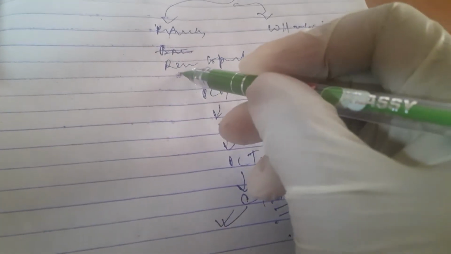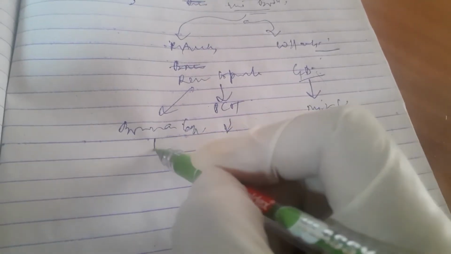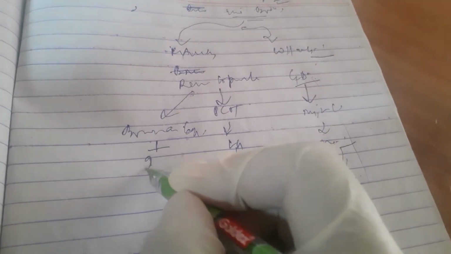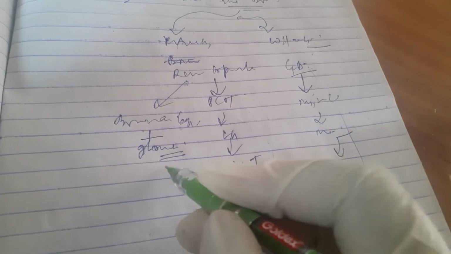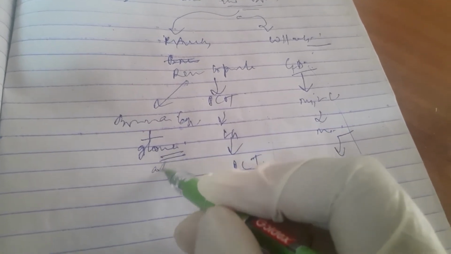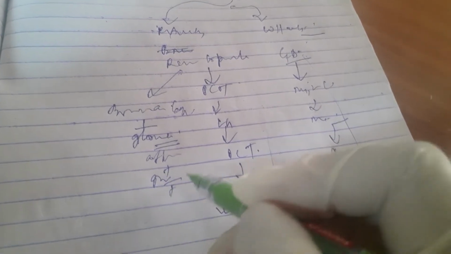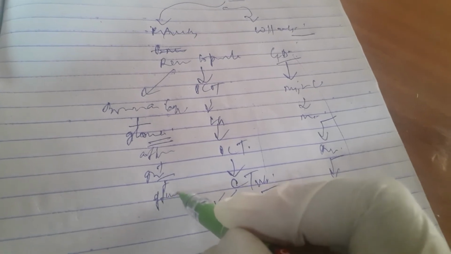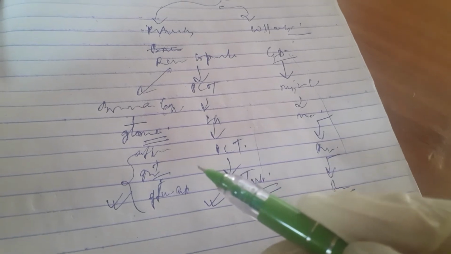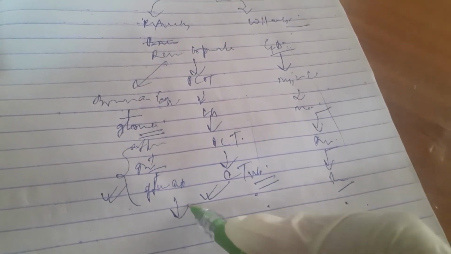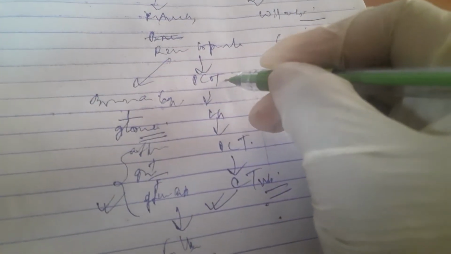Okay. Now the renal corpuscle is made up of Bowman capsule plus glomerulus. Glomerulus is the afferent arteriole plus the glomerular capillaries plus the efferent arteriole. This is called glomerulus. Okay, it deals with the filtration of blood.